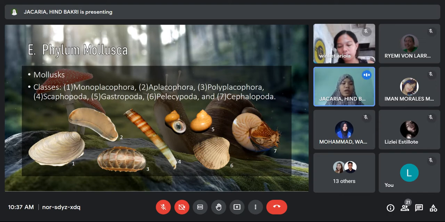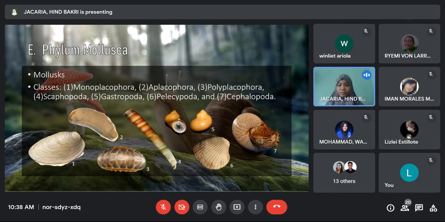First is the Monoplacophora. These are the type of animal that has a single shell and an oval body. Then the next is Aplacophora. These are the mollusks that have no shell or foot and look like a worm with long spicules. Then the class Polyplacophora, it has shells with a mid-dorsal row and broad plates surrounded by fleshy girdles.